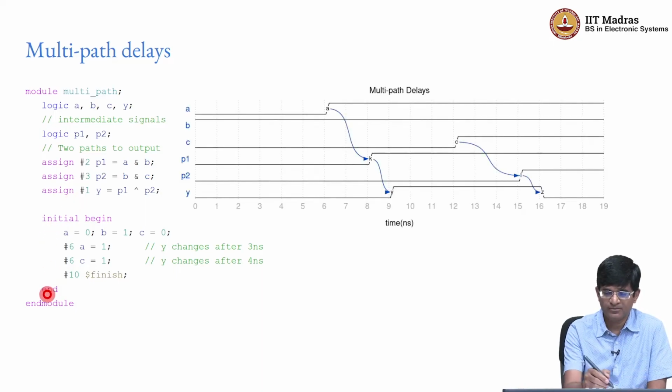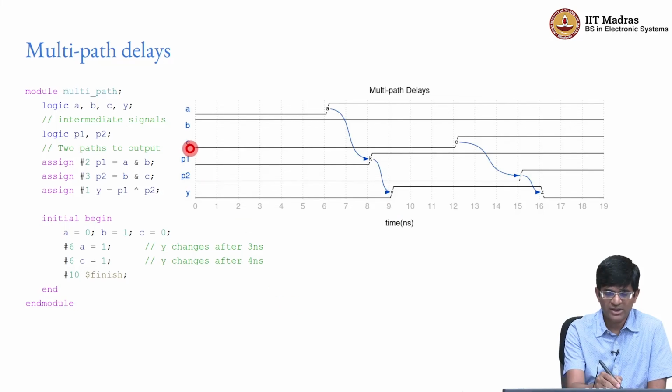Okay, and if I run this through and see what the output looks like, it actually looks something like this. I have A, B and C as my top level inputs. In turn, they construct P1 and P2, and finally they construct Y. So what I see as a result is, this change in A causes an update in P1, which in turn causes an update in Y, right? So the delay from A to Y turned out to be a total of 3 nanoseconds.